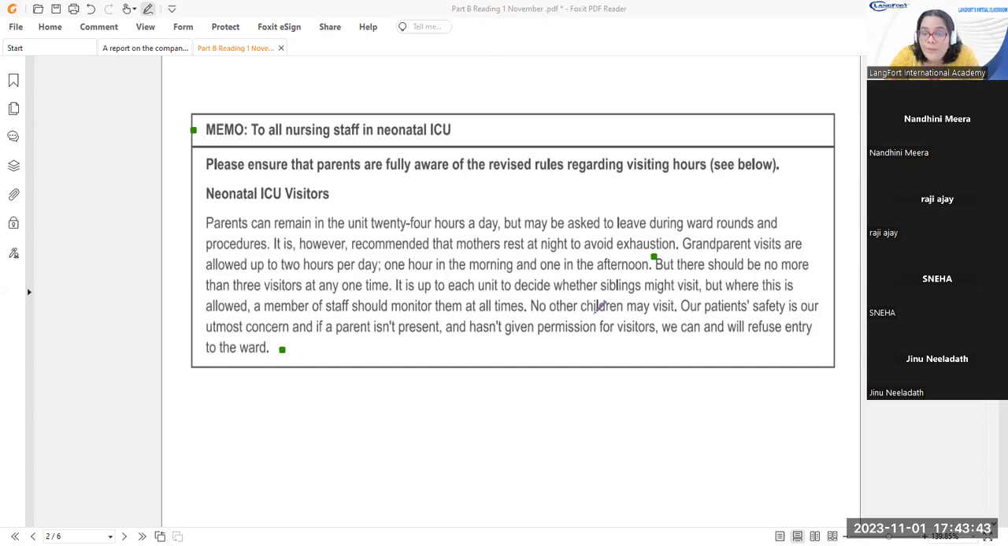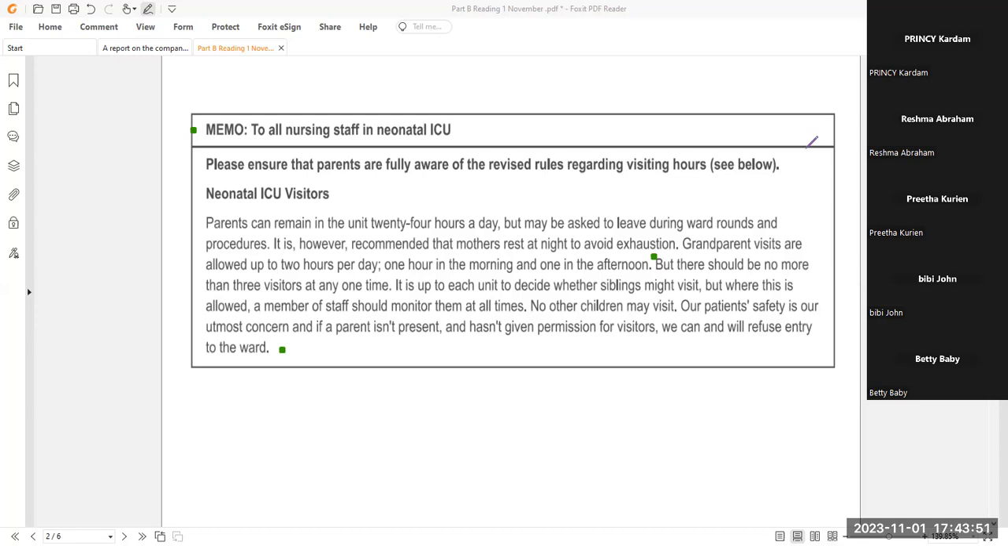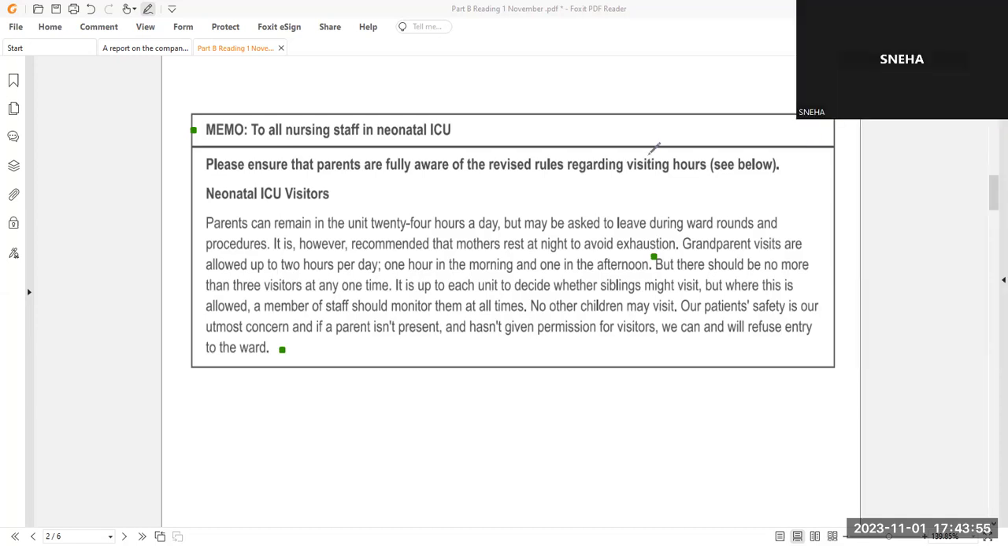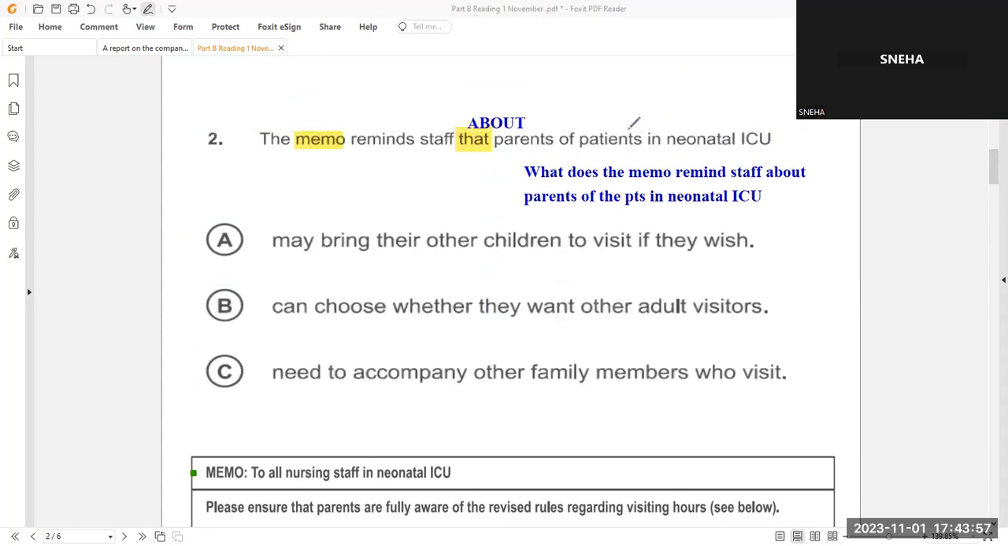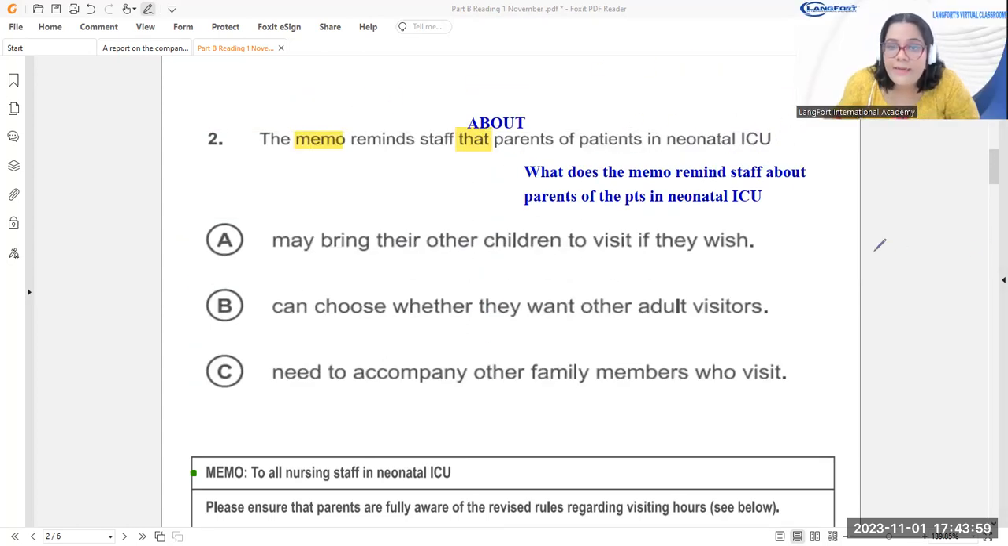If parents are not present or have not given permission for visitors, then they can and they will refuse entry to the ward. Nandini, Raji, Sneha, Jinu, Betty, Bibi, Preeta, Reshma, Jelmi, others, tell me, are you clear? Yes, ma'am. Okay, let's have a look at the options. As you can see, again, another incomplete question. So can you read each question with each option for me, please?